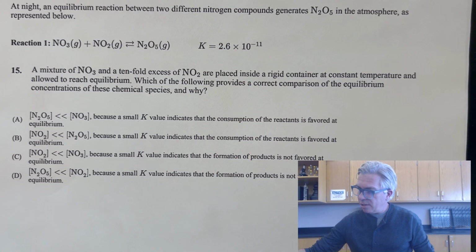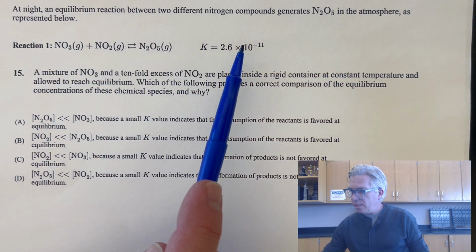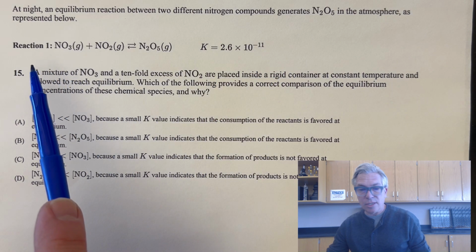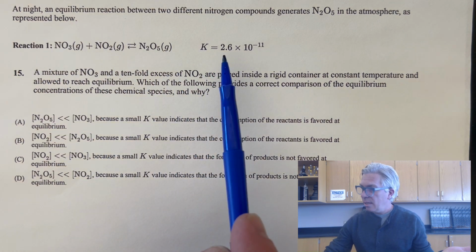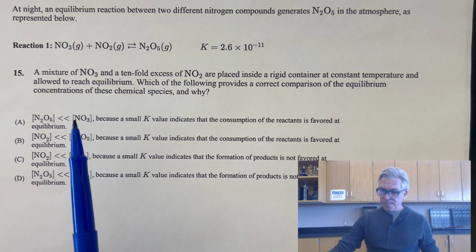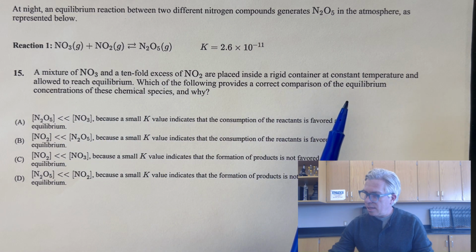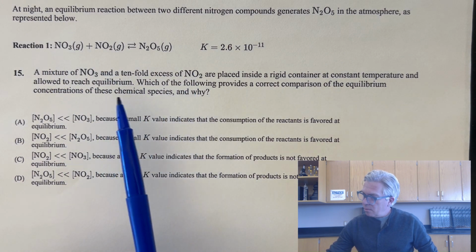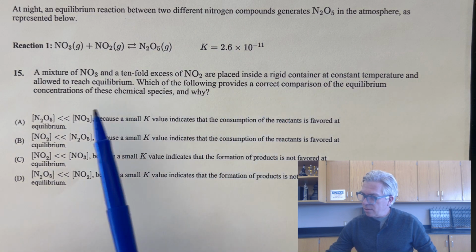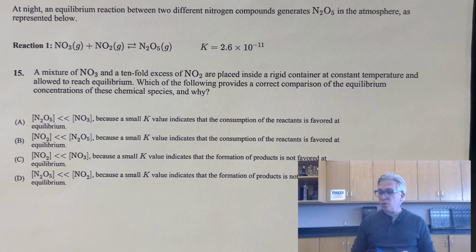And here's another related question. So this might be our pause the video moment for this segment. At night, an equilibrium reaction between 2 different nitrogen compounds generates N2O5 in the atmosphere as represented below. I'm not sure why it happens only at night, but they tell us that it does. The equilibrium constant is there. A mixture of NO3 and a 10-fold excess of NO2 are placed inside a rigid container at constant temperature. So we got a little bit of this and a lot of that. Which of the following provides a correct comparison of the equilibrium concentrations of these chemical species and why? Take a moment, pause the video, read through the choices, and see what you think.